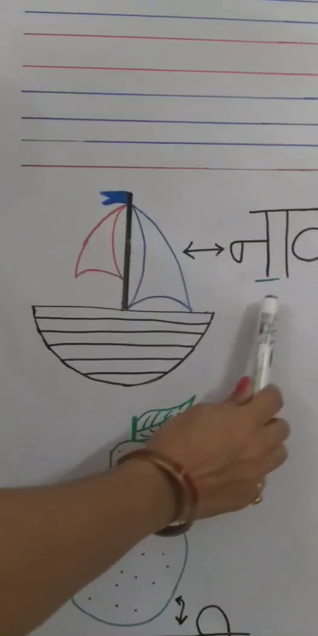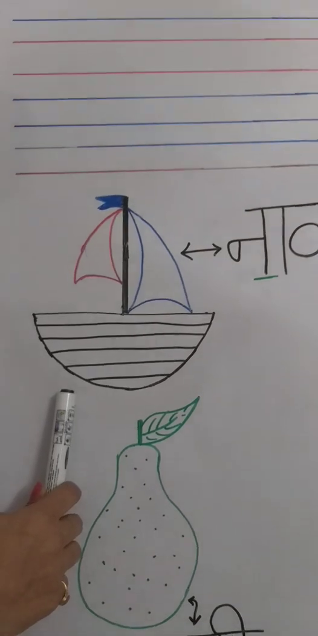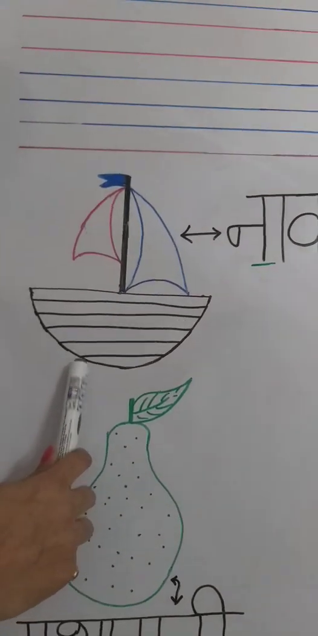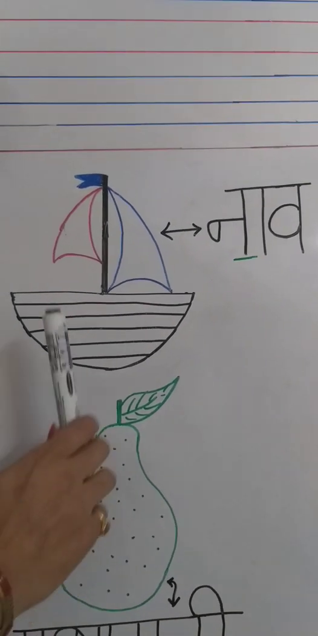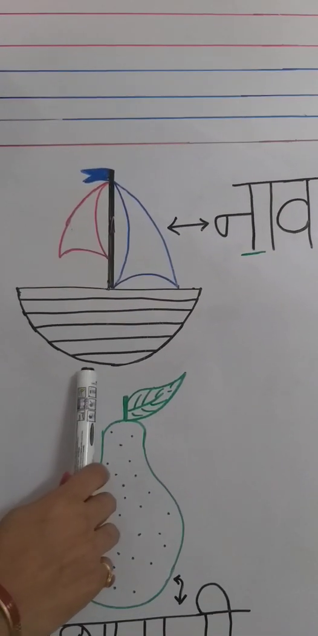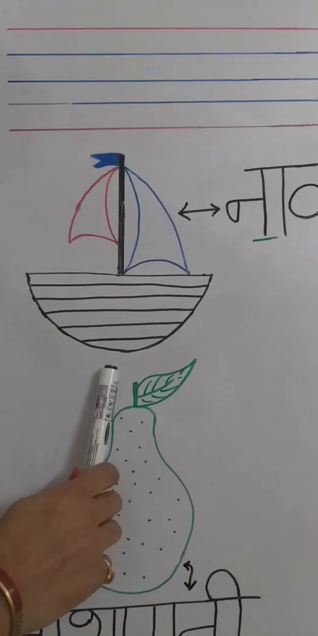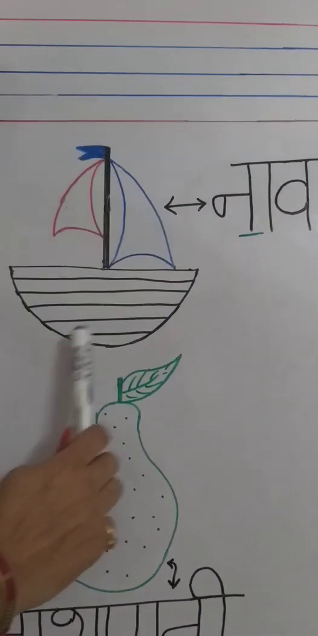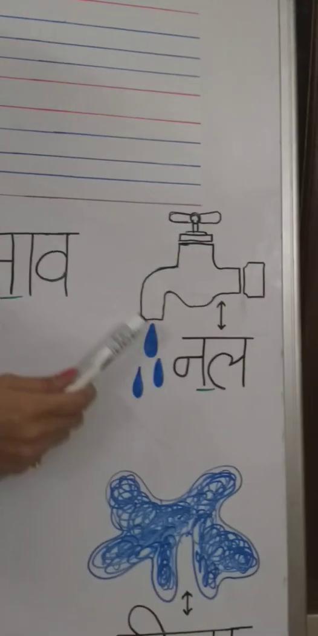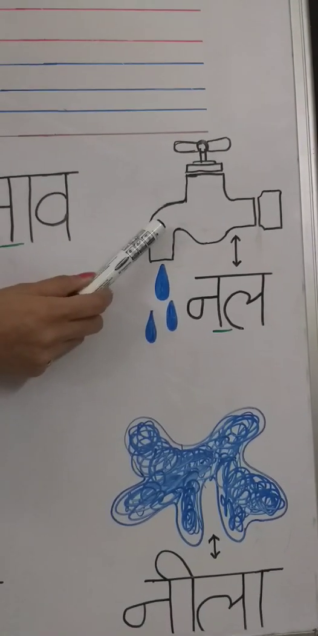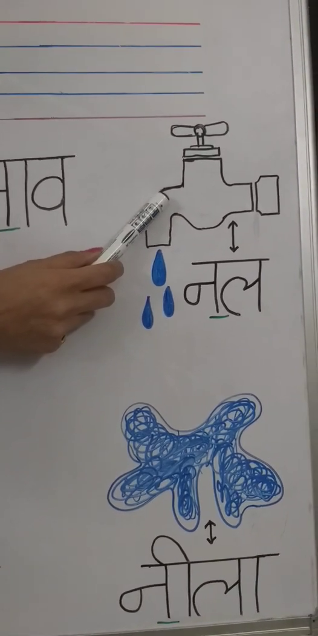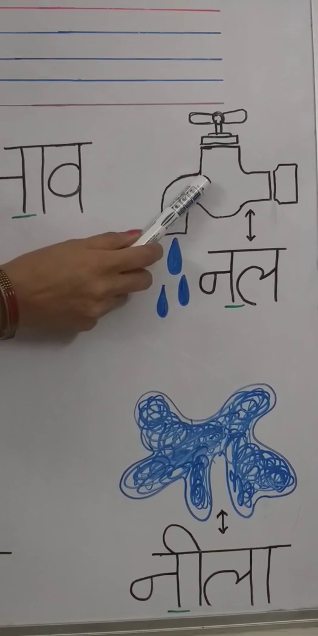Na, naav. Naav, aapne dekhi hai. It is used in the seas and rivers to go somewhere from one place to another. It's a naav. Next picture, nal. Nal. You are using the tap while you wash your hands.